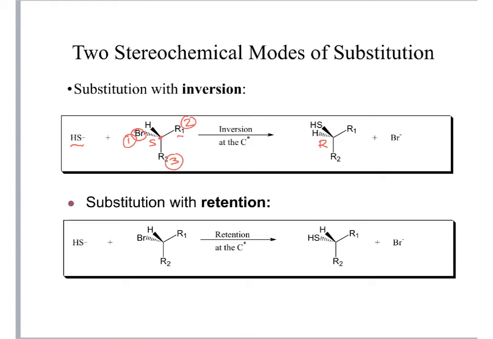The second possible outcome is retention of the absolute configuration at the stereogenic center. So again, starting with S configuration at the carbon in question, the nucleophile thiolate displaces the leaving group bromide, and the absolute configuration is retained.